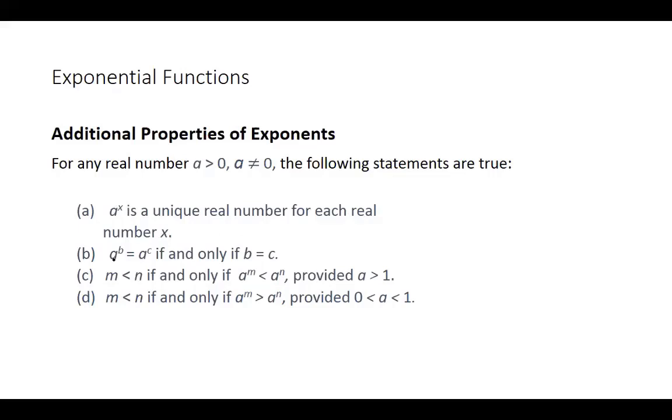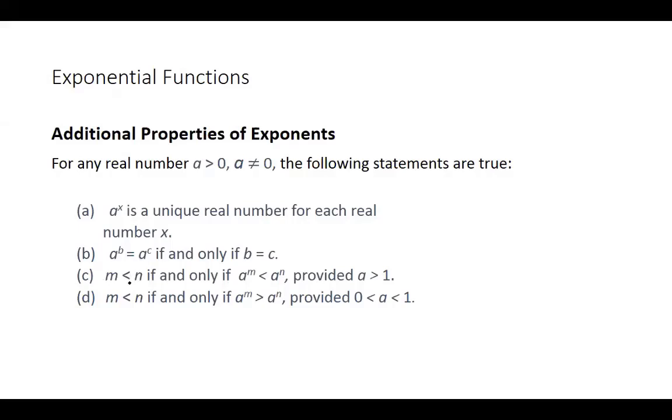When we have a to the power of b equal to a to the power of c, when the bases are the same, then the exponents must be the same. So a to the power of b is equal to a to the power of c if and only if b is equal to c. We're going to use this property where we can make the base the same and then let the exponents equal each other to solve equations.